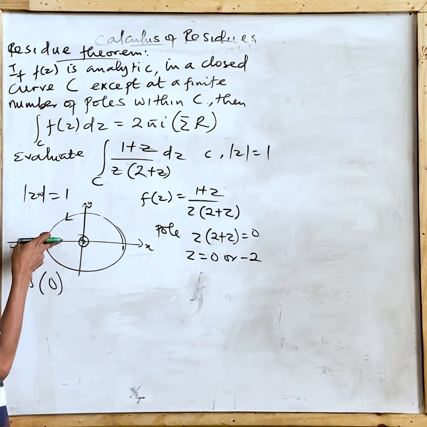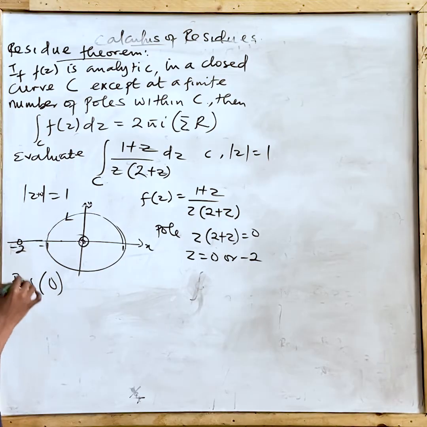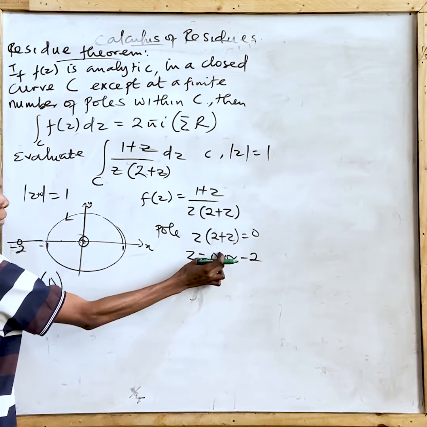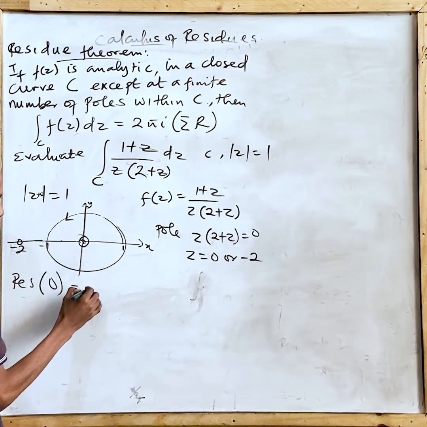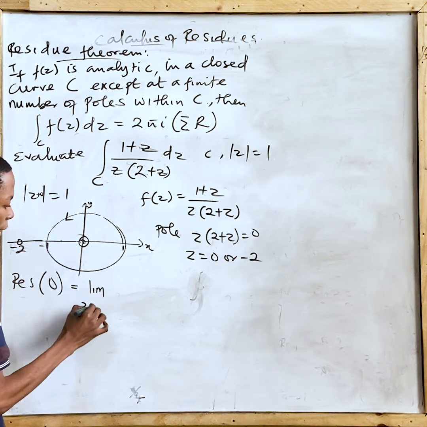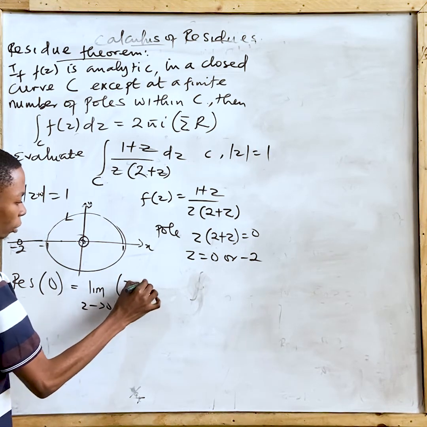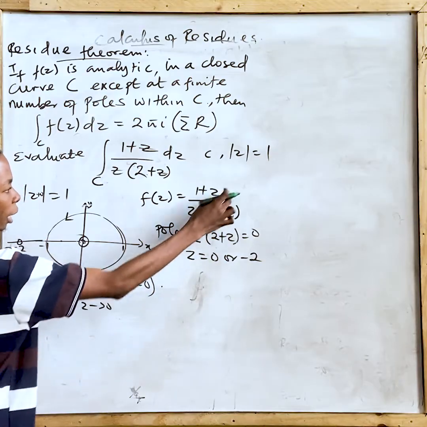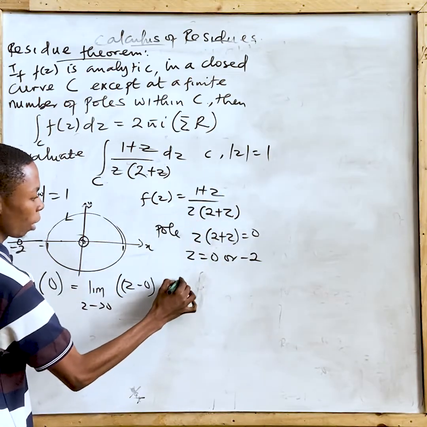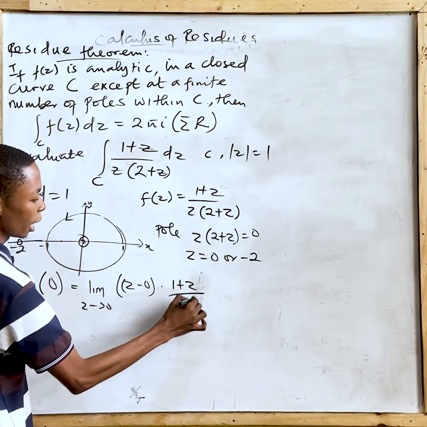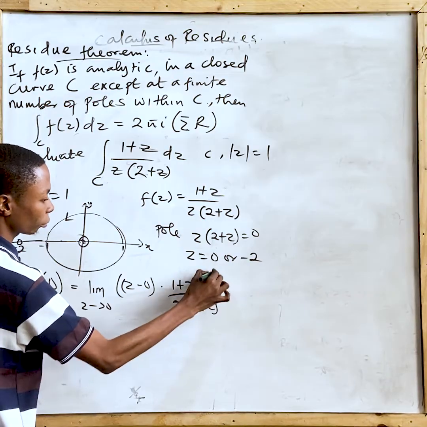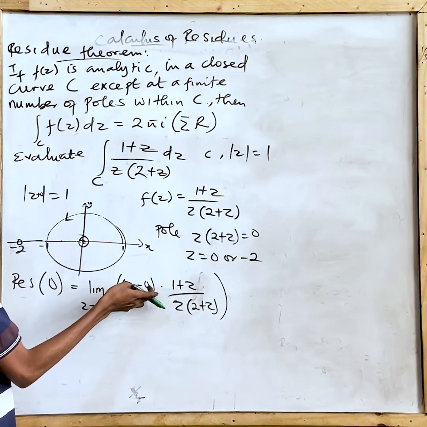We also take the residue at that point too. But here now, that minus 2 is outside. So if I take the residue at Z equals 0, it will be, don't forget, the limit as Z approaches 0 of Z minus 0 times f of Z. This is our f of Z. F of Z is (1 plus Z) divided by Z(2 plus Z). Okay? Z minus 0 is Z.